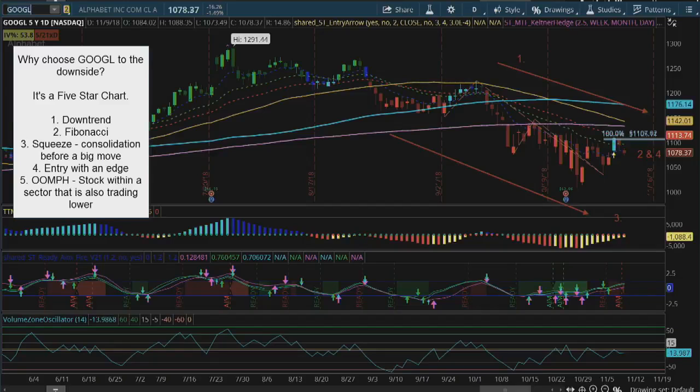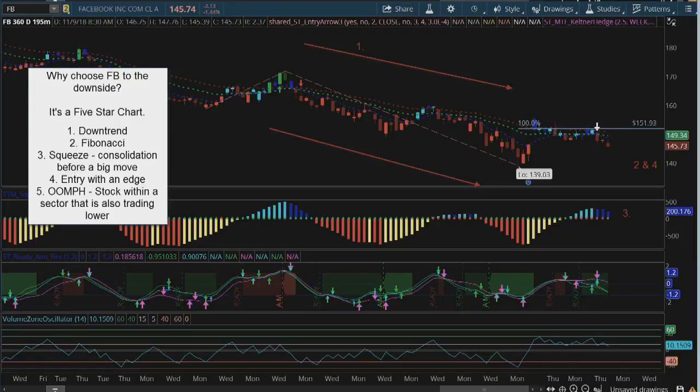Why is this an entry with an edge? We're looking for the price bars to pull back to moving averages that overlap with symmetry, and then it has the 5th star, the oomph. That is the fact that it is in a sector that's in an overall downtrend. So they're moving in confluence. All right, so what about the next one?